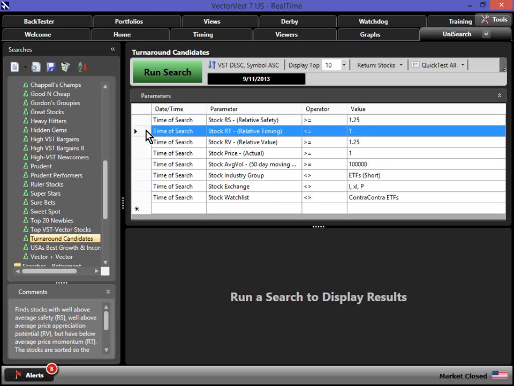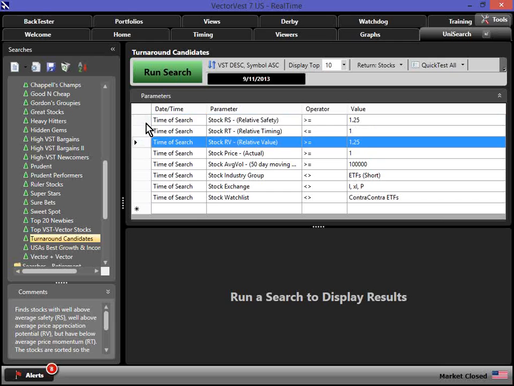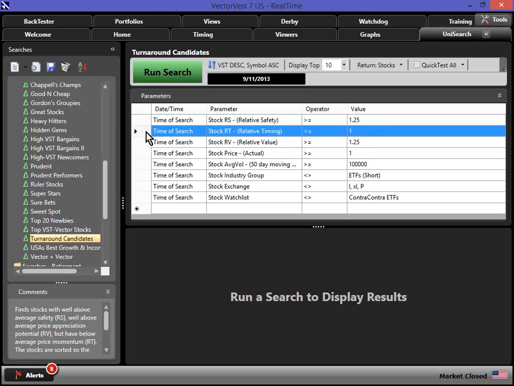So it's called turnaround candidates because this is basically looking for stocks with good fundamentals based on these two, but right now they're out of favor. Okay, so you can think of this as bottom fishing maybe. Stocks that are ripe for a turnaround. So this is maybe a good one to run when the market is turning around and coming up off a bottom. It's probably not the best search to run when the market has been on a 6-month upturn.